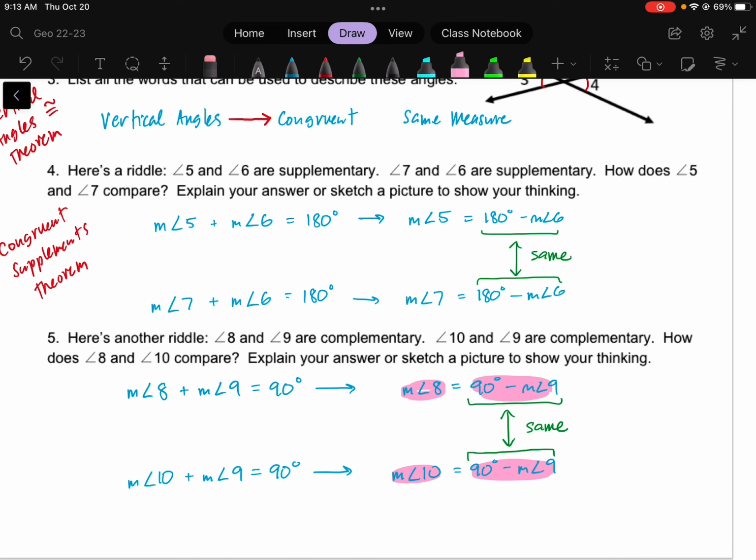So now I see that angles 8 and 10 are equal to the same expression. They're both equal to 90 minus the measure of angle 9. So by using the transitive property, if Al is the same age as Bob and Bob is the same age as Carl, then Al and Carl must be the same age. Or in this case, angles 8 and 10 must have the same measure.